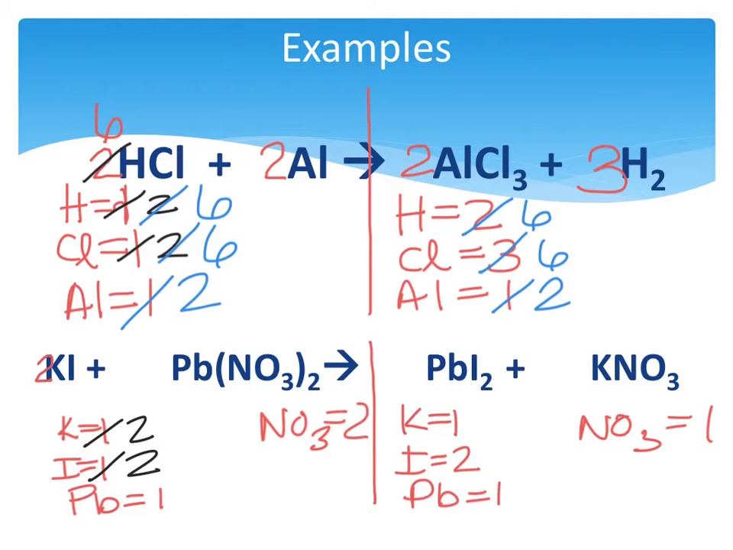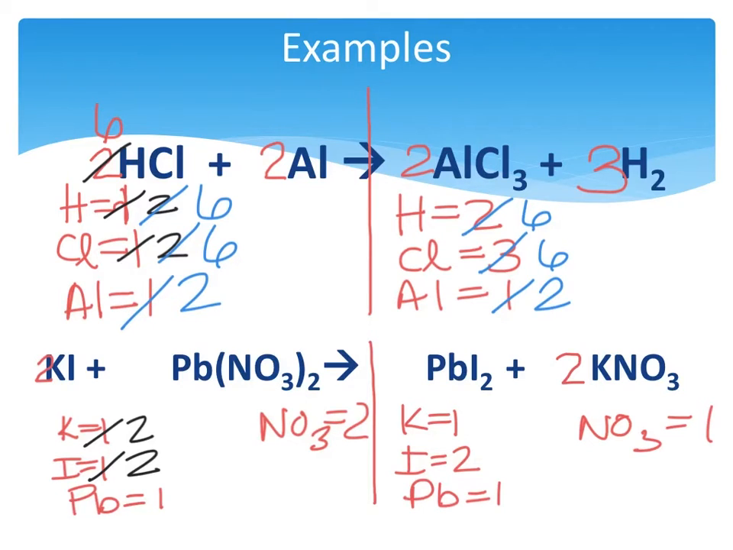So we've fixed the iodines. We still have the leads in balance, but we don't have potassium anymore, and nitrogen's still out. So let's look at the NO3. We're going to treat it as one thing. So we have one NO3 here and two NO3s here. So the only way to get two NO3s over here is to actually put a 2 in front here.